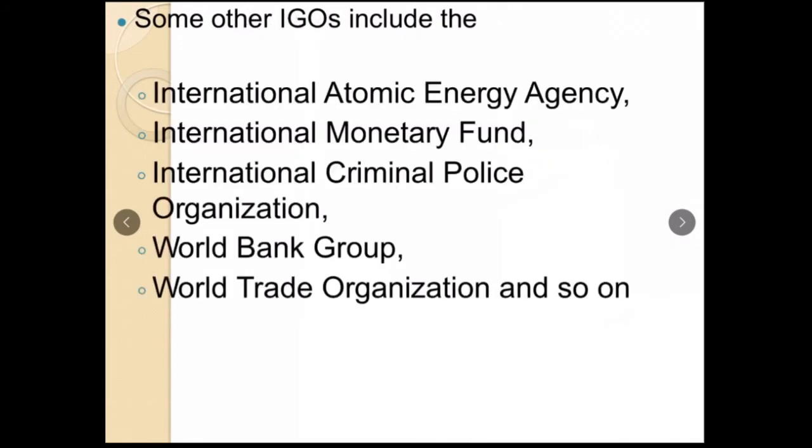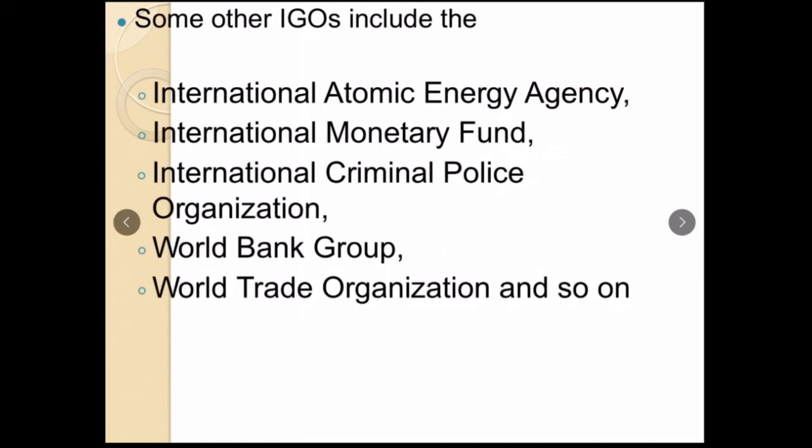So in addition to the United Nations, we have other examples of intergovernmental organizations, and it includes the International Atomic Energy Agency, the International Monetary Fund, the International Criminal Police Organization, and the World Trade Organization. So these are other examples of intergovernmental organizations. We will provide another video for the International Atomic Agency and for the International Criminal Police Organization.